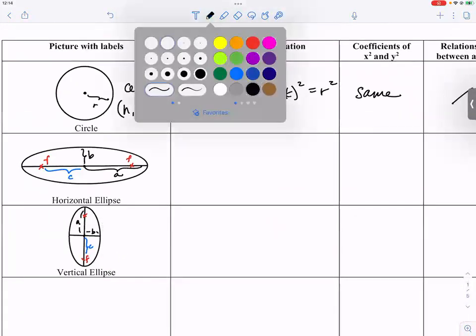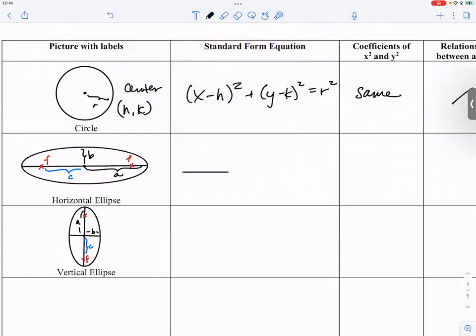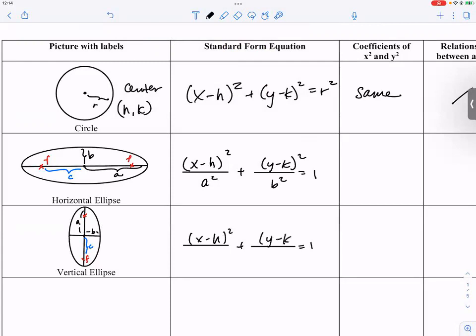All right, with the equations, we have fractions equal to 1. We said that it's x minus h squared over a squared plus y minus k squared over b squared. Okay. And then the difference between horizontal and vertical ellipses. What's the difference in the equation? The denominator. So a squared would go to the y side because it's vertically oriented.